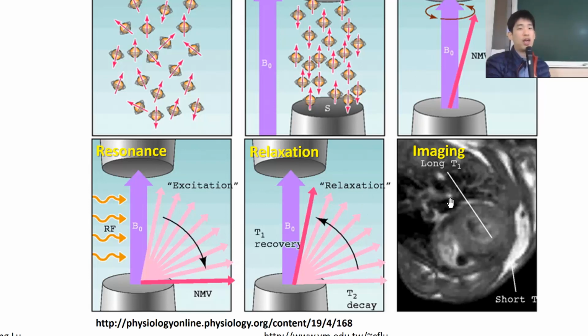But actually, if you really want to acquire an image, you need a way to encode the spatial information. Having the difference we call contrast between tissues is not good enough. We further need the information about the spatial encoding. Okay. That's how we acquire the image. So actually, an image is composed of contrast and spatial information. Combine these two things, we can have an MRI on hand.